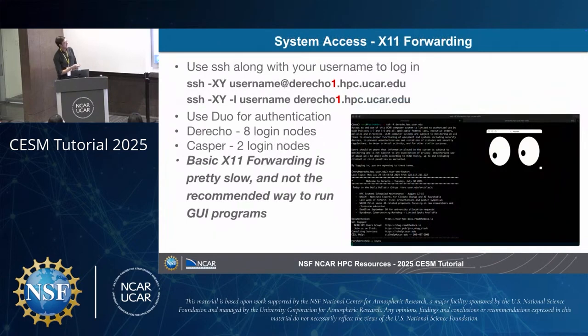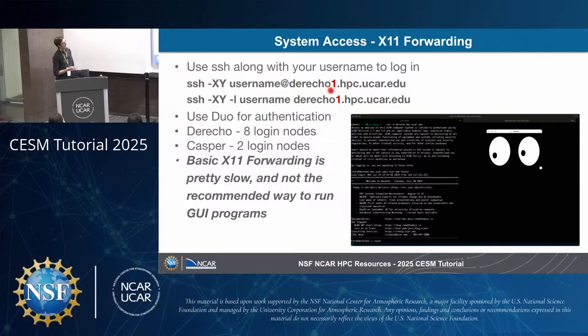Okay, so this technology from the 1970s called X forwarding is the oldest and least reliable and slowest way you can look at a picture from the computer, but it's still a thing that you might need to know about at some point. And for that use case in particular, X forwarding often breaks if you say derecho.hpc.ucar.edu. So I usually include a specific login node.